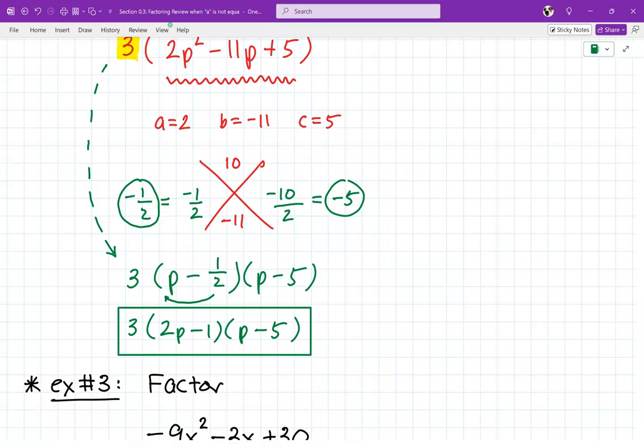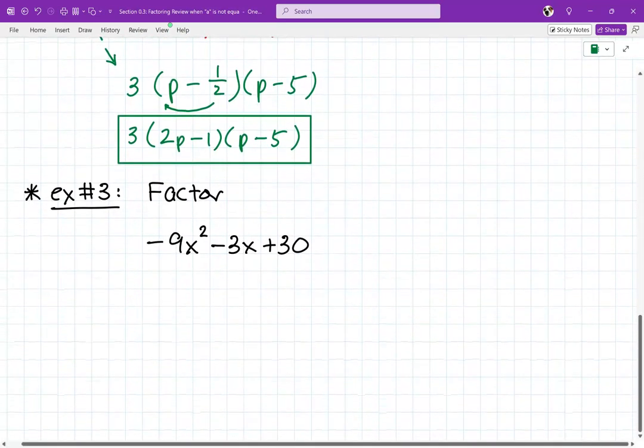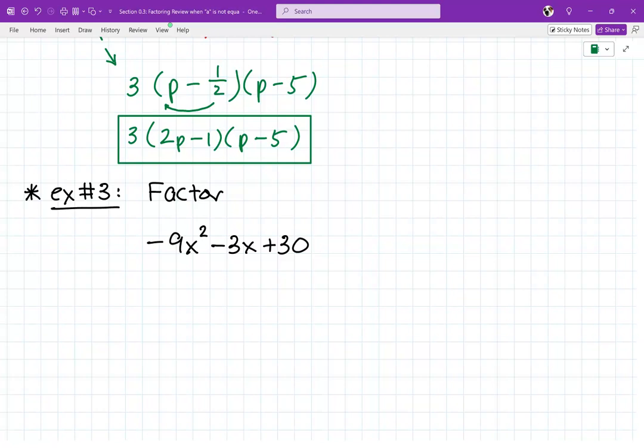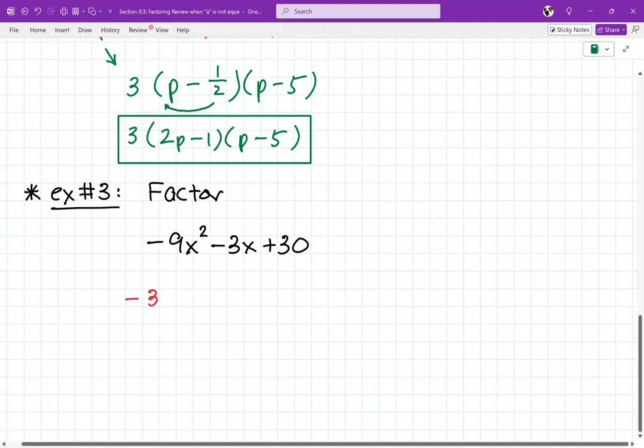Okay? So, like I said, I'm trying to show you a couple little different situations. So the third example is a little bit different because it does have numbers in common and it actually has a negative in the front. So remember what I told you guys, anytime it has a leading negative, take it out. It's just going to make your life a lot easier. So I am going to factor out a negative, what do they have in common here? A negative 3 again. So we'll take out a negative and a 3.